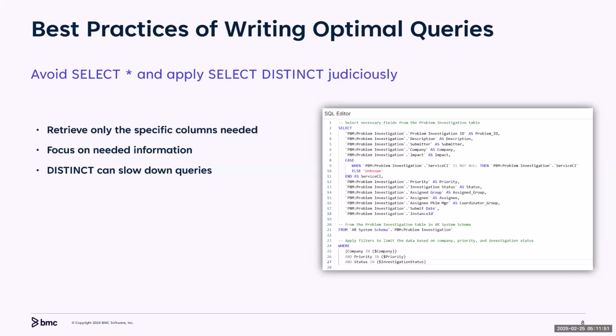Also, while SELECT DISTINCT is useful for removing duplicate rows from the query result, it can have a significant impact on query performance. This is because the database has to process the entire result set to identify and eliminate the duplicates, which can slow down query execution. So it's important to use SELECT DISTINCT only when it is required.